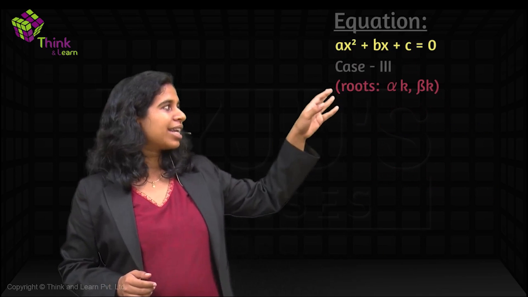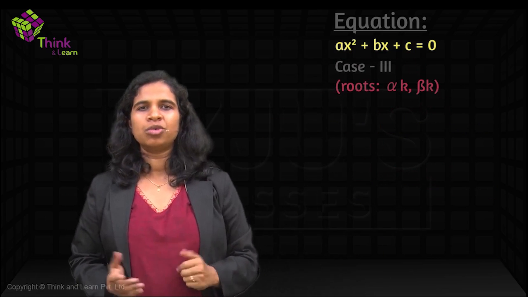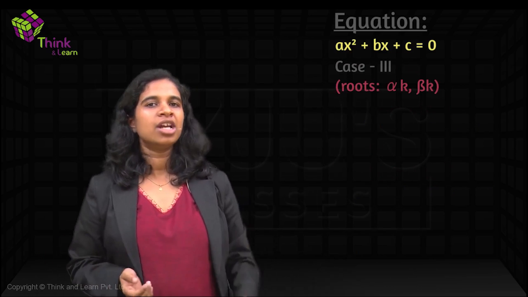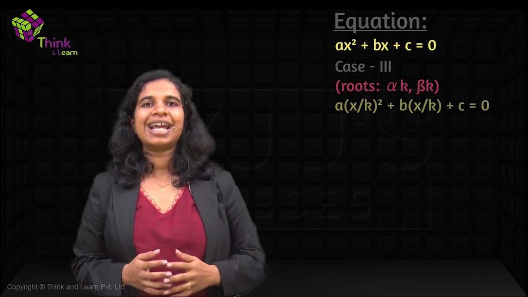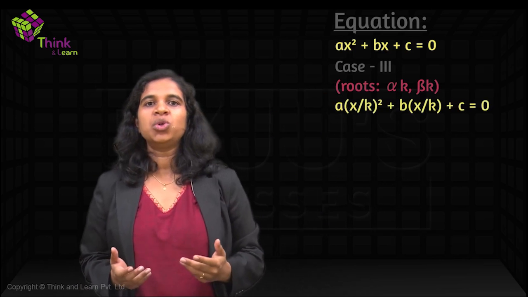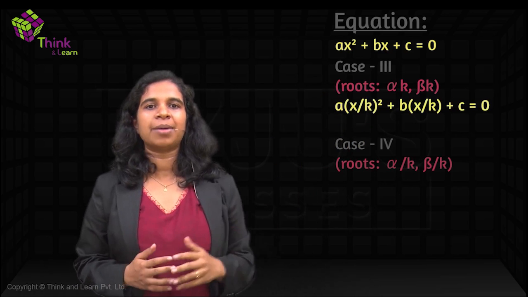So I have alpha k and beta k as my two roots. What should I do with x? What is the opposite of multiplication? Division, right? So I'll replace x with x by k. What if the roots are divided? So my two new roots are alpha by k and beta by k.